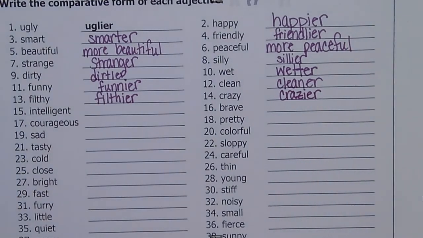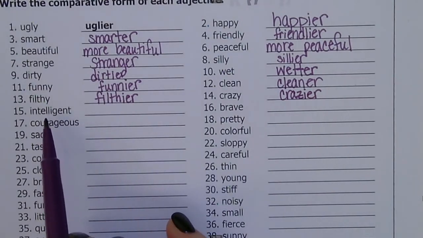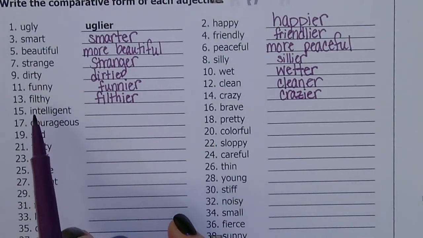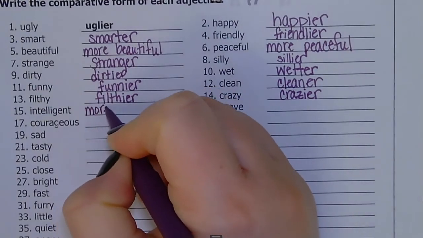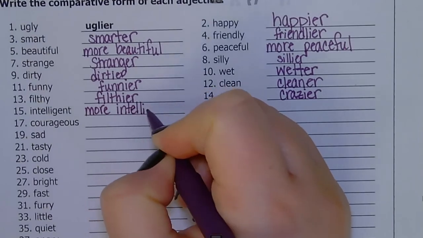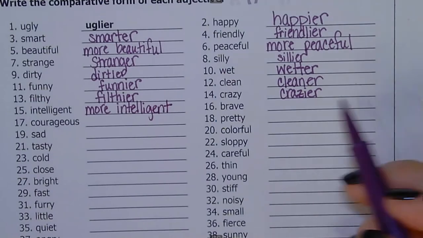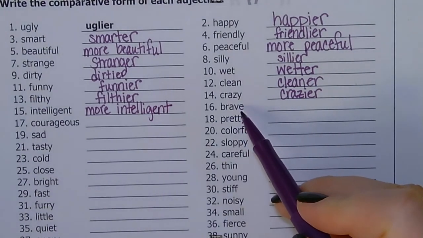Okay, we're going to do 2 more. My sister is intelligenter than me. Does that make sense? No. My sister is more intelligent. Sometimes you need to try out both forms to see which one sounds correct. Brave. He is braver than I am. Braver.